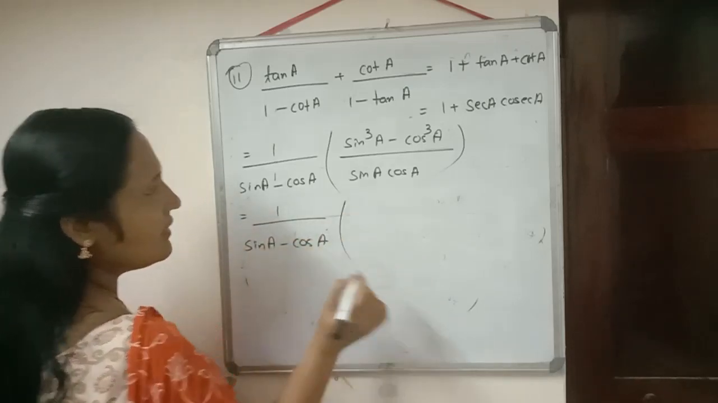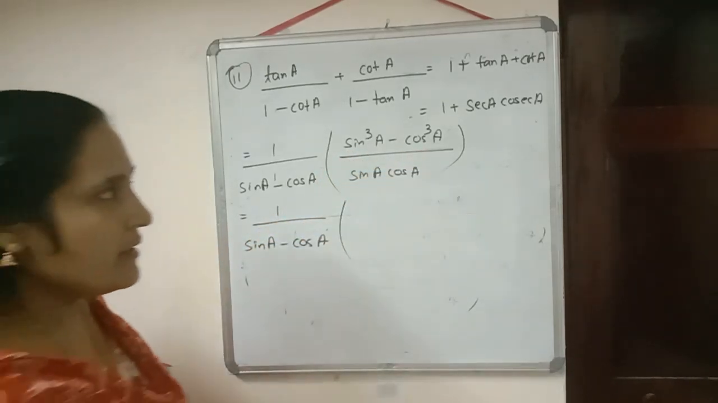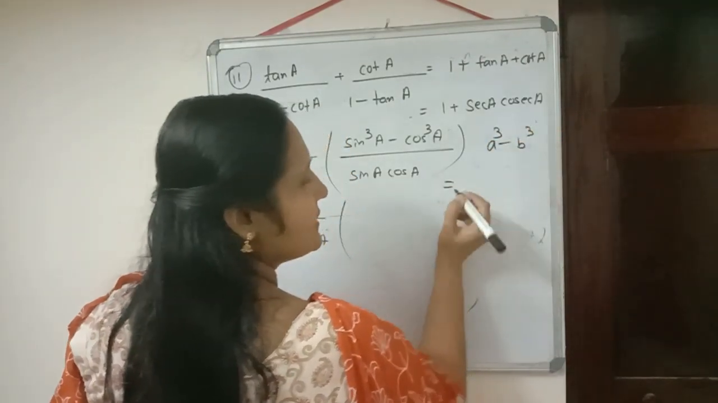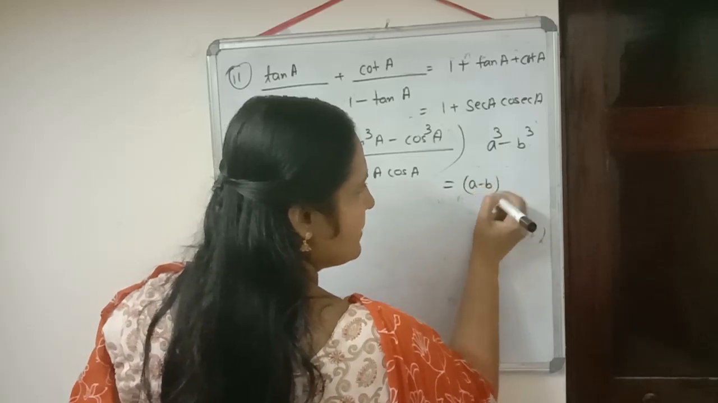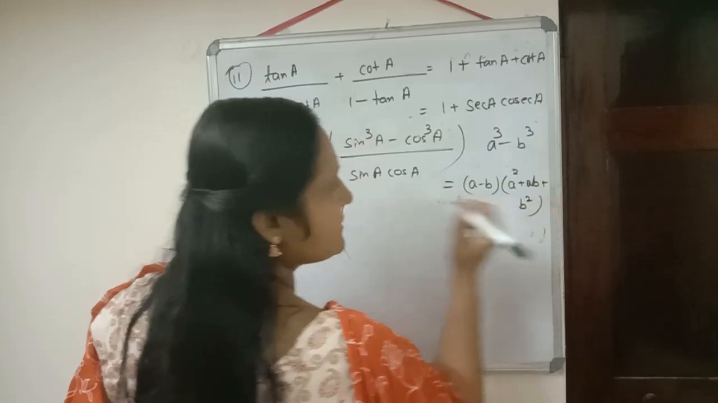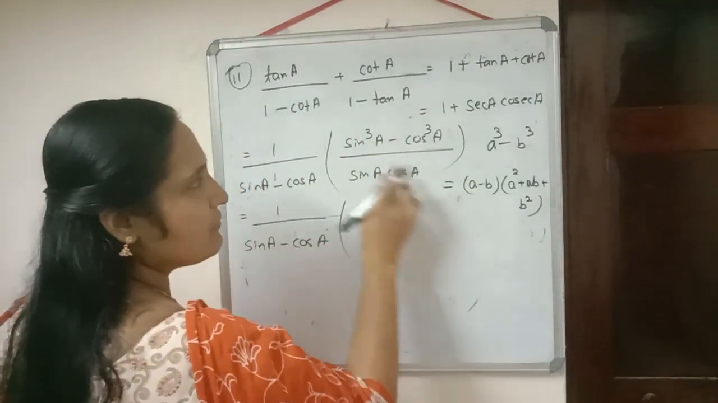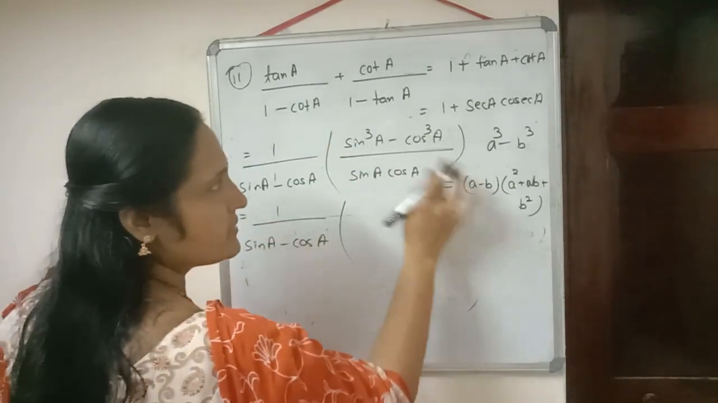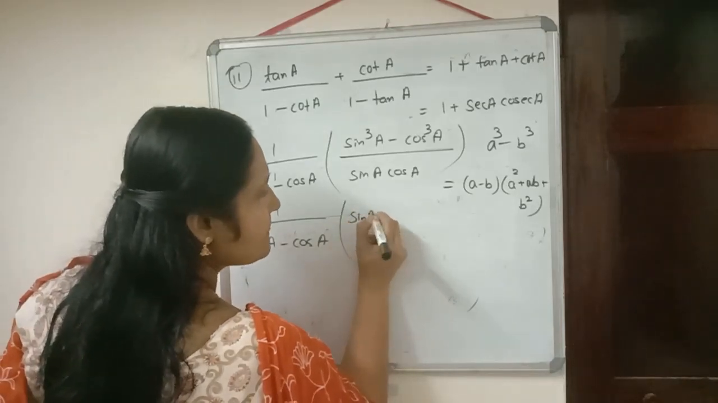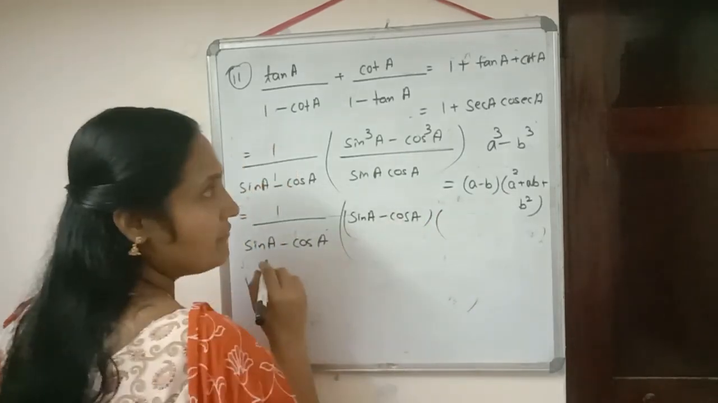What we can do here? Yes, we can use the identity A cube minus B cube. Now can you tell me what is that identity? A cube minus B cube? Yes, it can be written as A minus B into A square plus AB plus B square. So this identity we are going to use here. In place of A what we have? Sin A. And in place of B we have cos A. Then it will come, first expression will come sin A minus cos A into, then next we have A square.